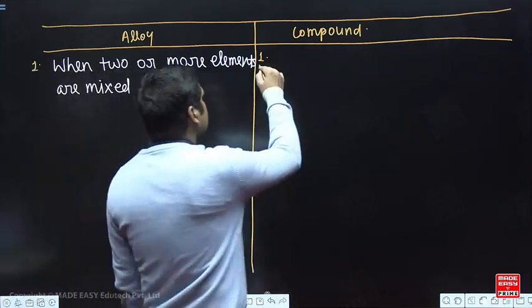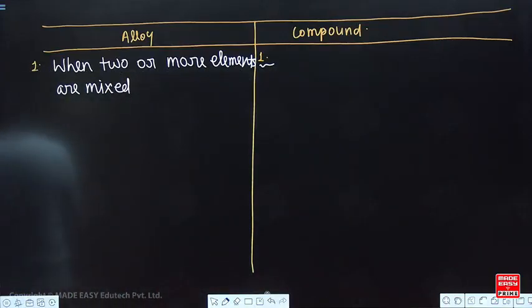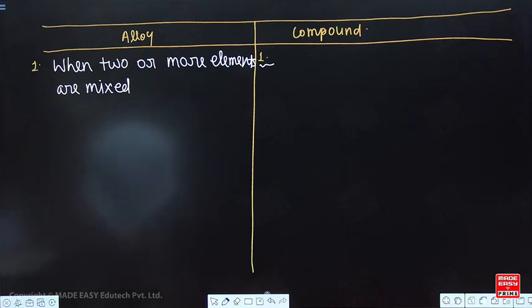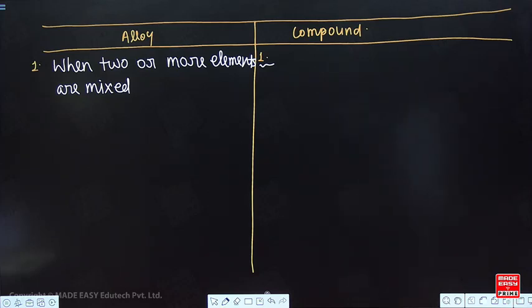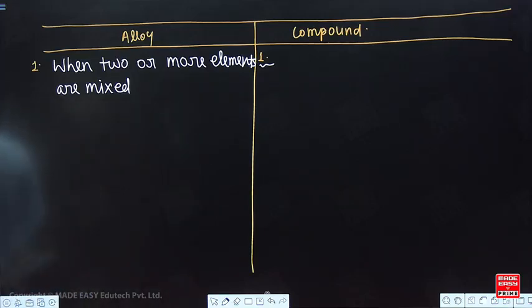Now please write in compound. When two or more elements are bound together by chemical bond, then it is termed as compound.